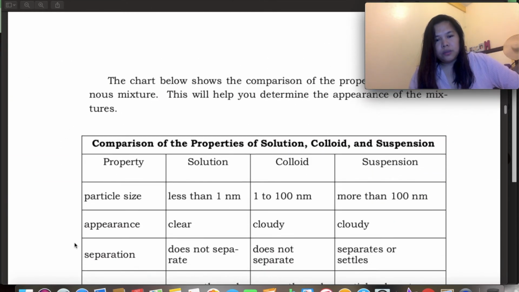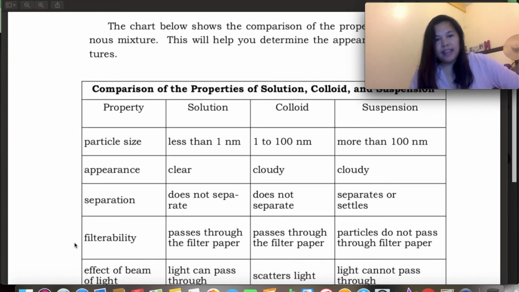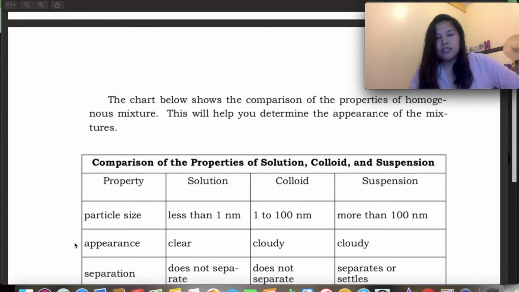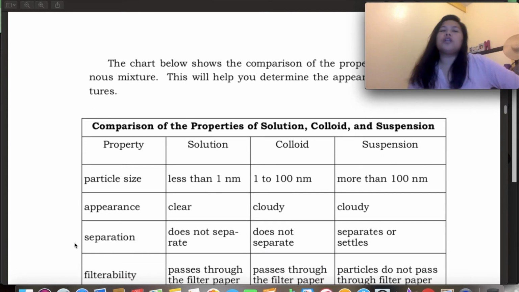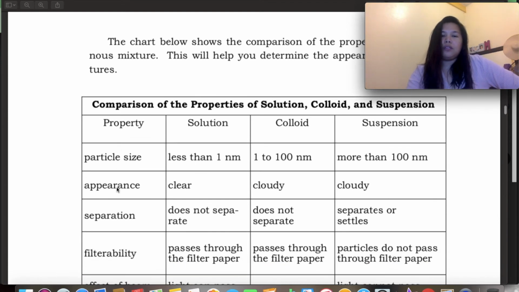So, I think this is the last discussion. The chart below shows the comparison of the properties of homogeneous mixtures. This will help you determine the appearance of the mixture. The comparison of the properties of solution, colloid, suspension. The first column is the property. Second is solution. Third is colloid. Fourth is suspension. Here, the property is particle size.